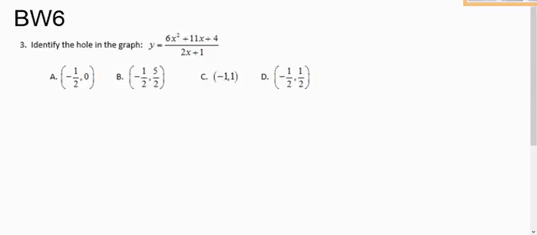Bell work 6, number 3. To find the location of the hole in the graph, you have to factor the numerator. I'll factor that by doing bottoms up. So I'll multiply the 6 times 4 to get 24. You need two numbers that multiply to 24 and add to be 11. That would be 8 and 3.